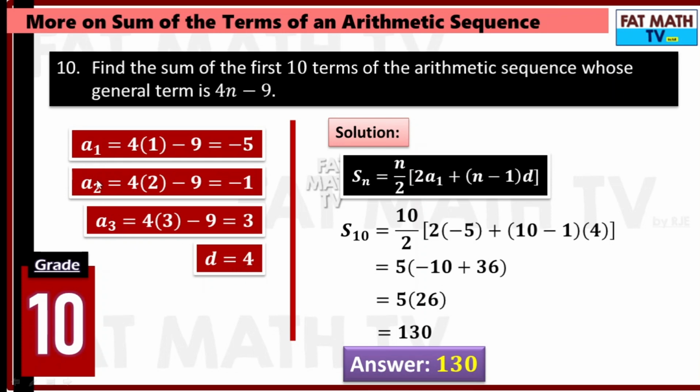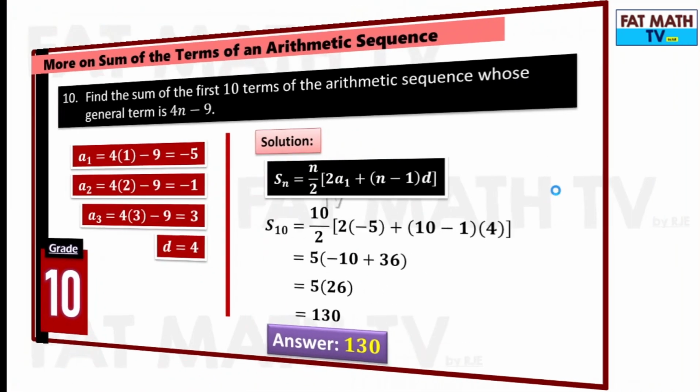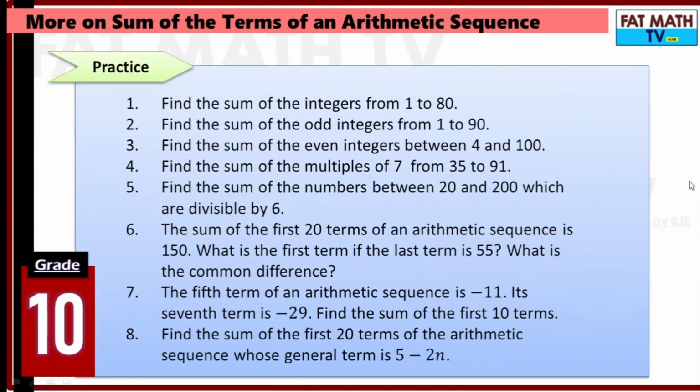Or it's enough if you only have a sub 1 and a sub 2. Negative 1 minus negative 5 is already positive 4. And then use the formula for the sum of the first n terms. That's it for our examples. Here are items for practice, or this can also be your quiz.